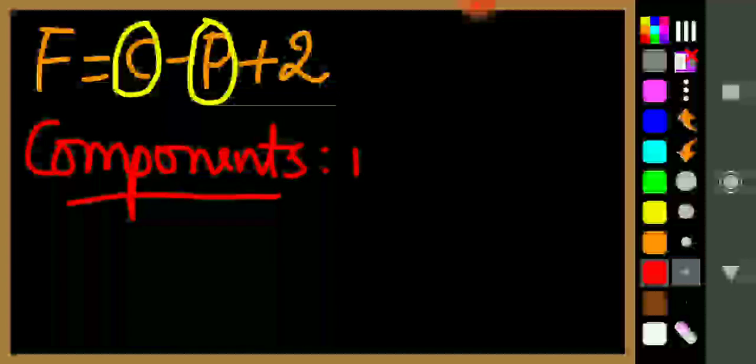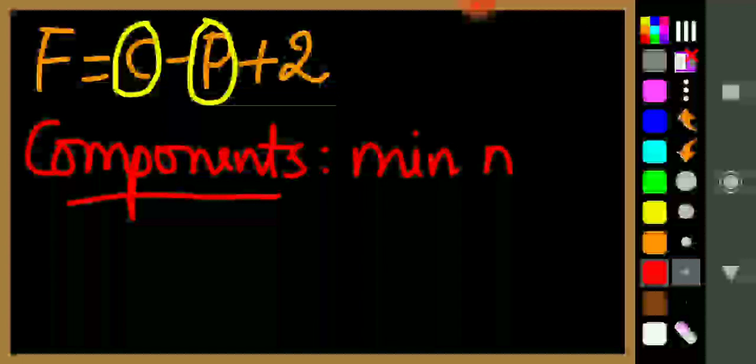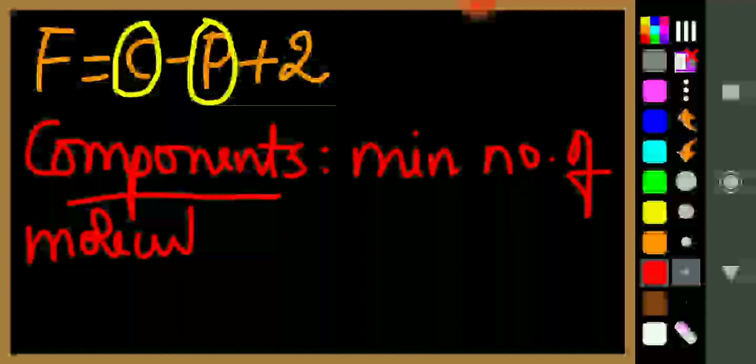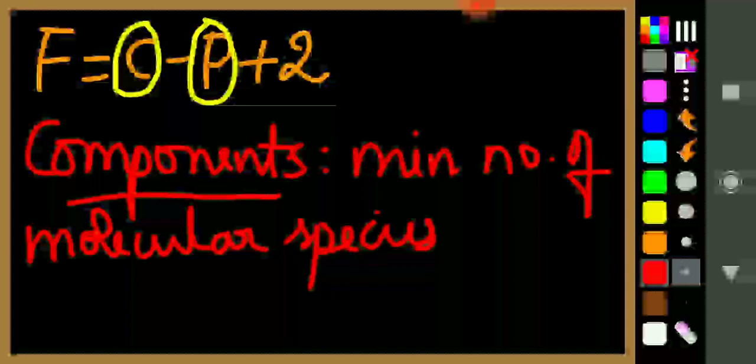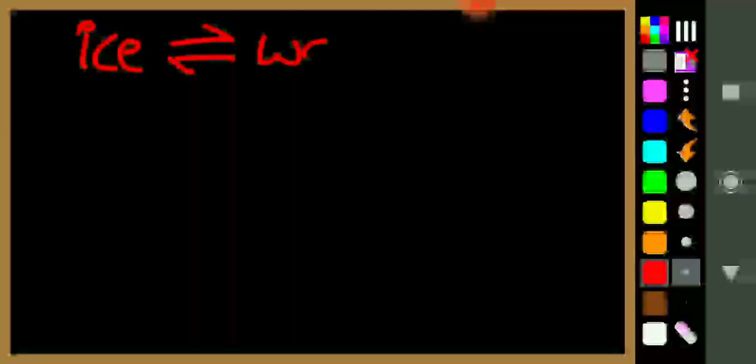Component is the minimum number of molecular species required to define the system. For example, we'll take a system: ice, which is in equilibrium with water, which is in equilibrium with vapor.